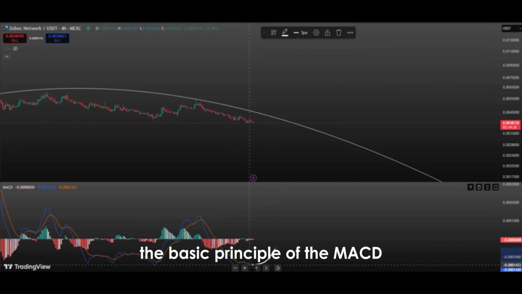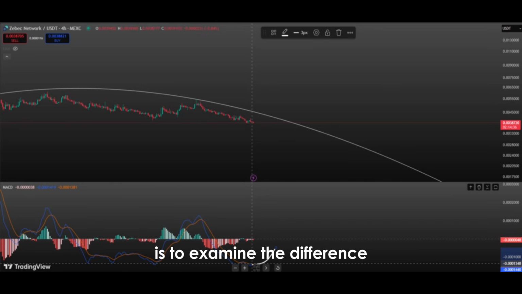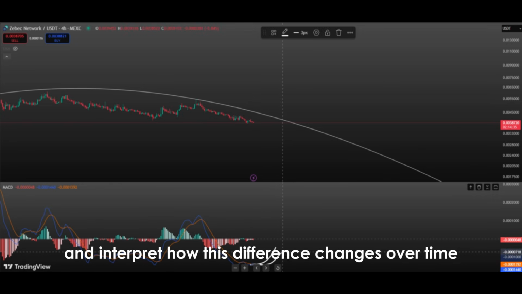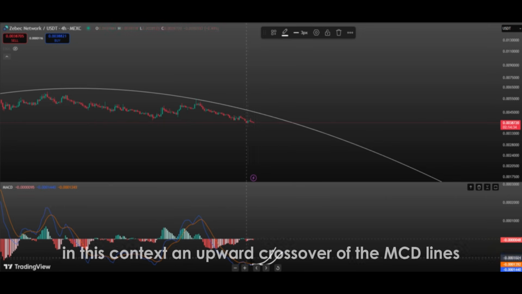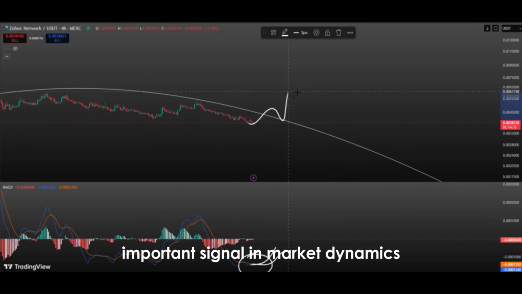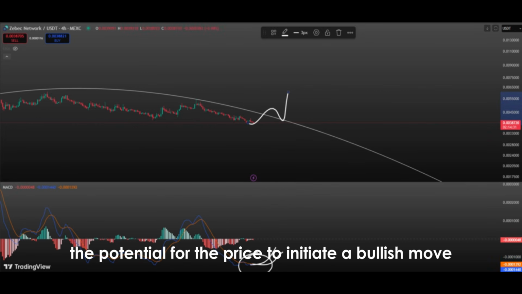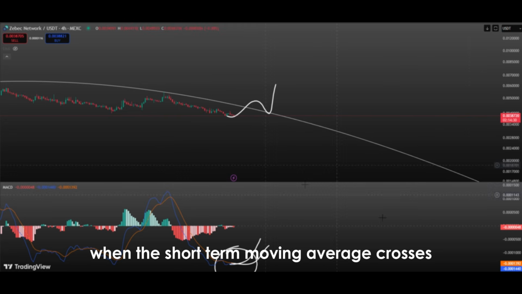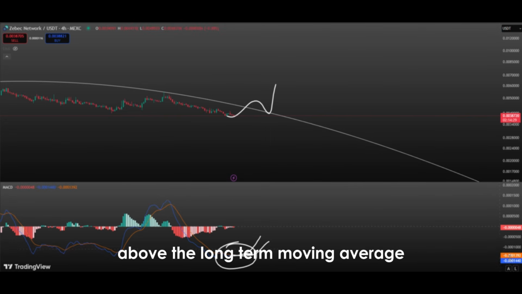The basic principle of the MACD is to examine the difference between two different moving averages and interpret how this difference changes over time. In this context, an upward crossover of the MACD lines is considered a very important signal in market dynamics and indicates the potential for the price to initiate a bullish move. An upward crossover occurs when the short-term moving average crosses above the long-term moving average.